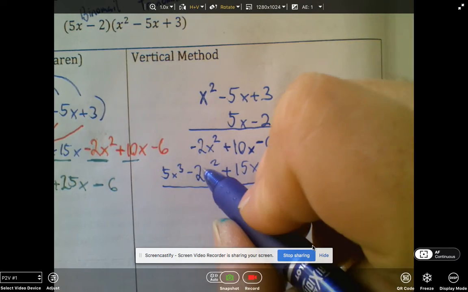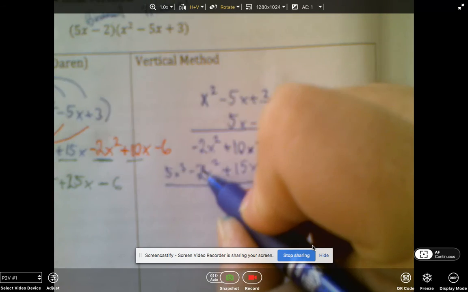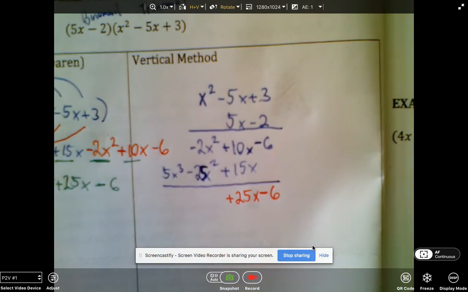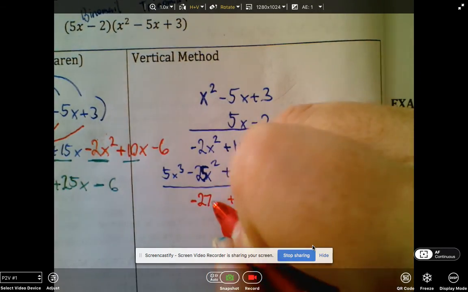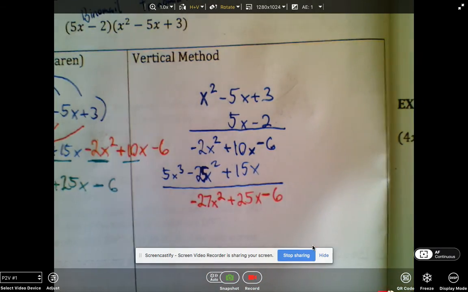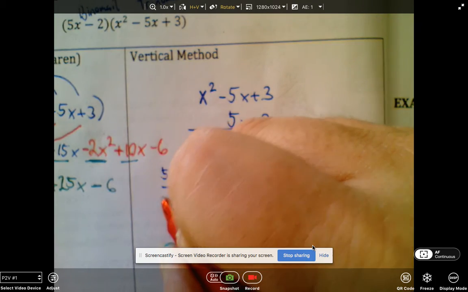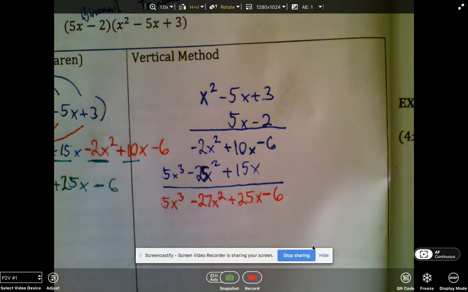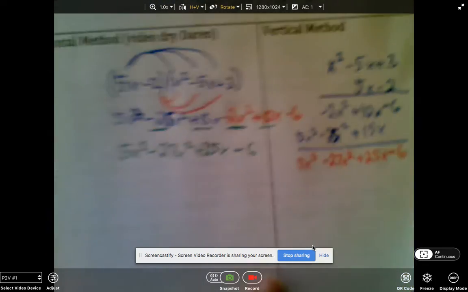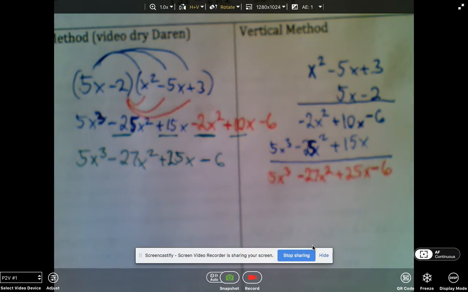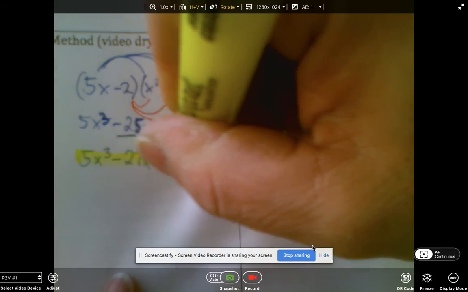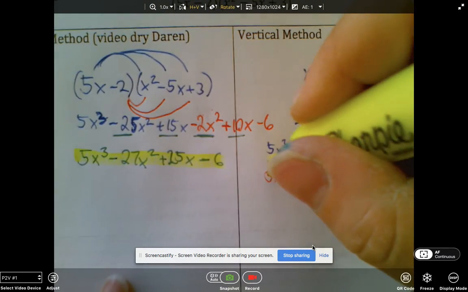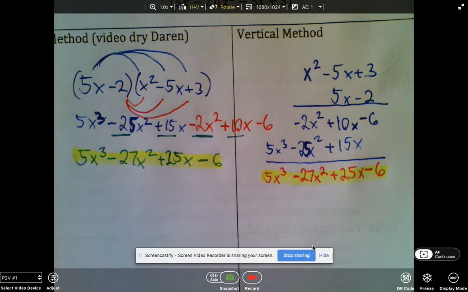Yeah, when I wrote my answer here, you probably saw it and I didn't. That's supposed to be a negative 25x squared. Sorry about that. And then this comes out to negative 27x squared. And then the last one is 5x to the third. So again, now both methods produce the same result. A long polynomial of 5x to the third minus 27x squared plus 25x minus 6 for both of those.